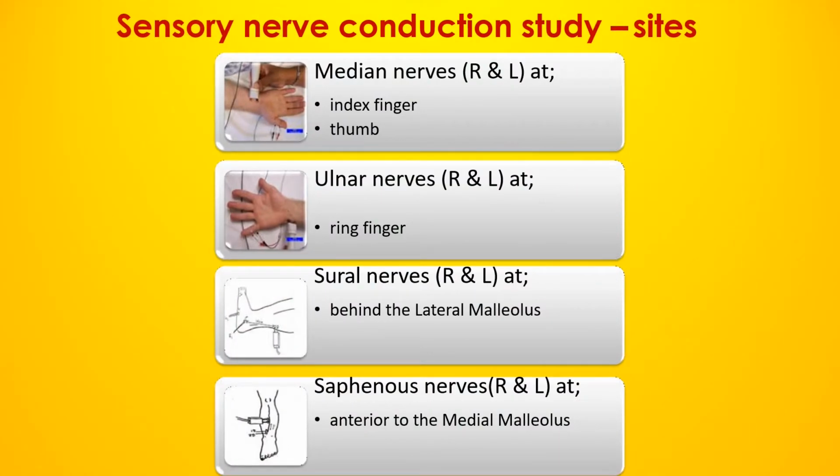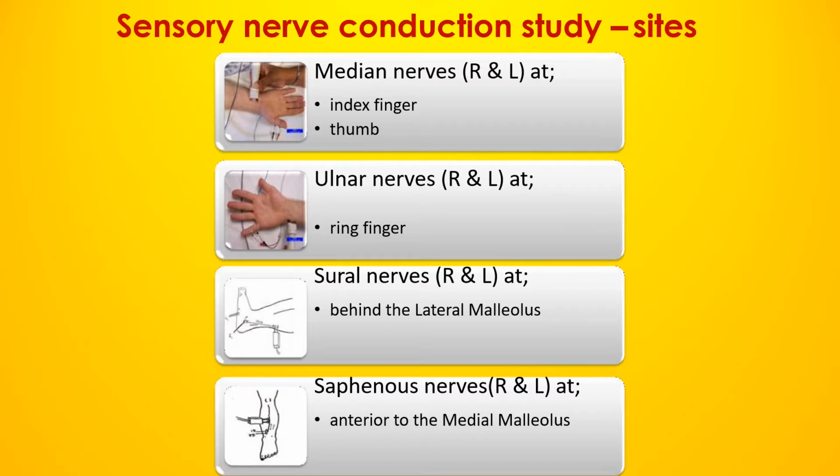So what are the sites of sensory nerve conduction studies? The median nerve of the right and left arm. As you can see, the stimulating electrode is present between the two tendons in the wrist area, and the electrodes are placed in the index finger or in the thumb. The ulnar nerves of right and left arm. Here you can see the stimulating electrode is on the medial side, and the recording electrode and the reference electrode are placed on the ring finger.